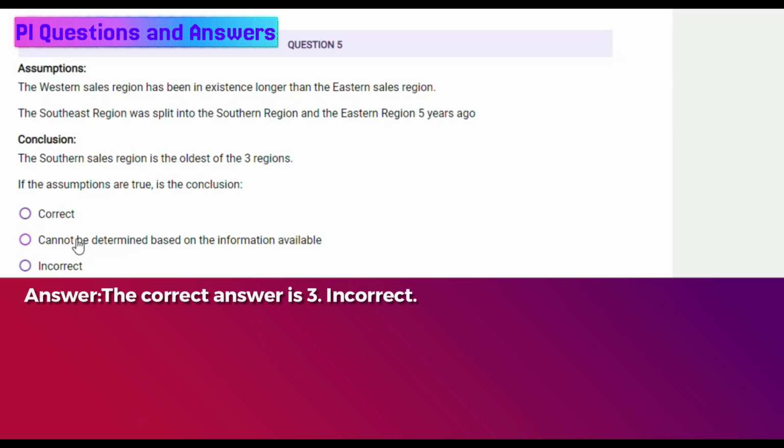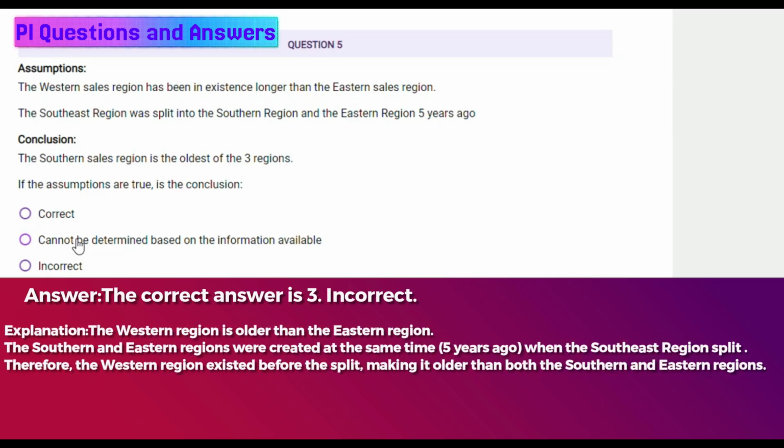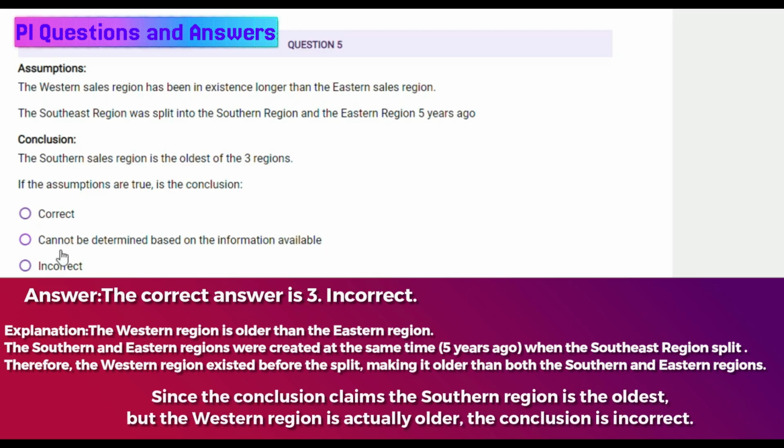Incorrect. Explanation. The Western region is older than the Eastern region. The Southern and Eastern regions were created at the same time when the Southeast region split. Therefore, the Western region existed before the split, making it older than both the Southern and Eastern regions. Since the conclusion claims the Southern region is the oldest, but the Western region is actually older, the conclusion is incorrect.